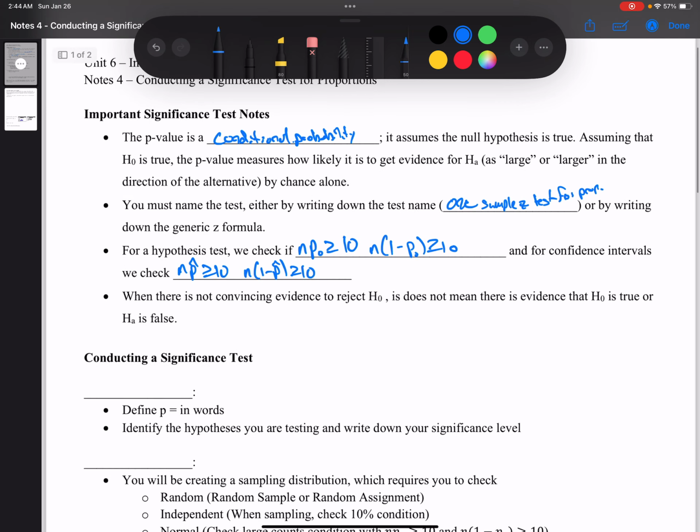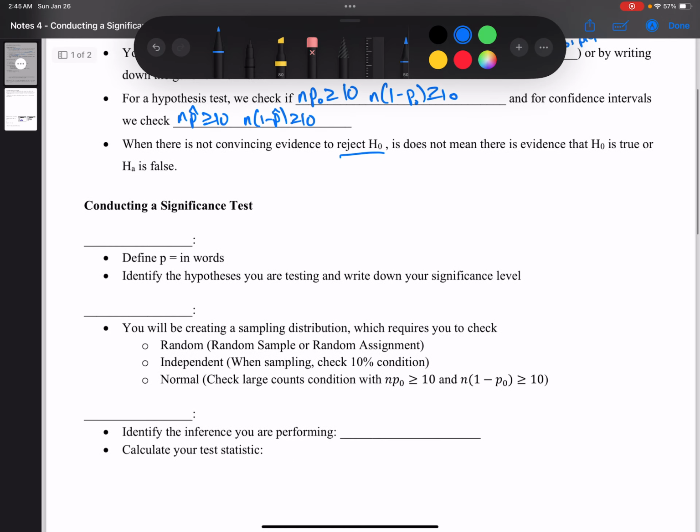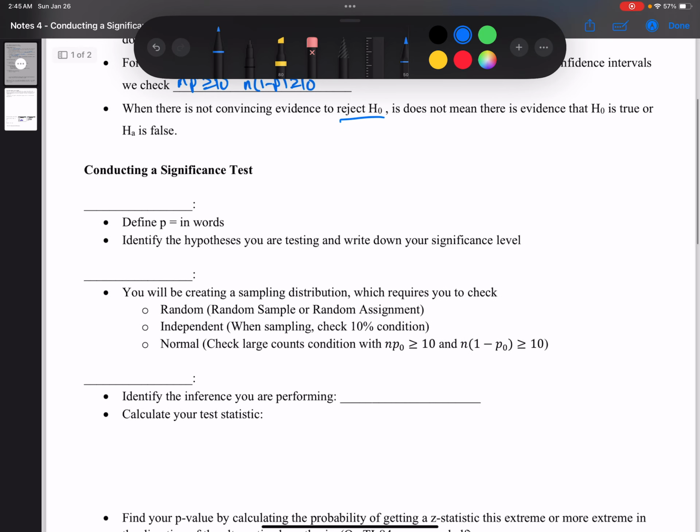All right. And then just a reminder, when there is not convincing evidence to reject our H naught, it does not mean that it's true. We never say we accept it. We just say that we fail to reject it, okay? So just a couple reminders again, 4 steps.